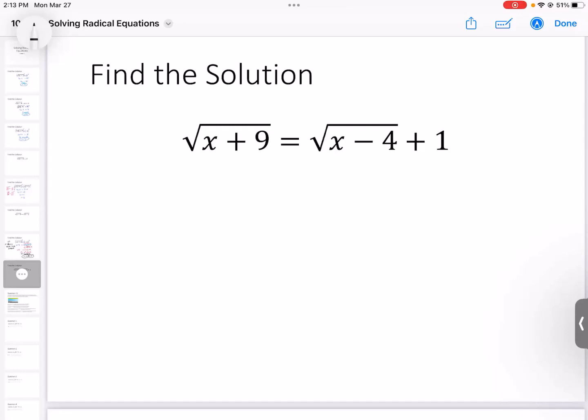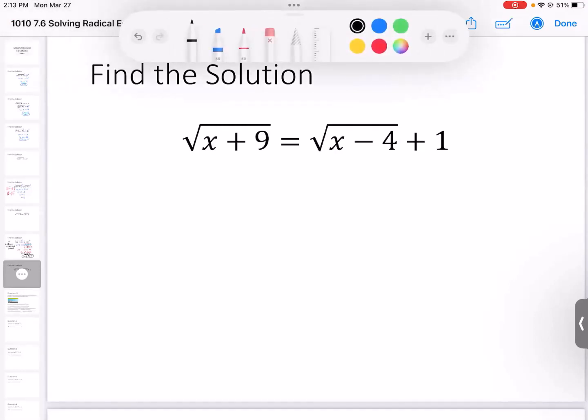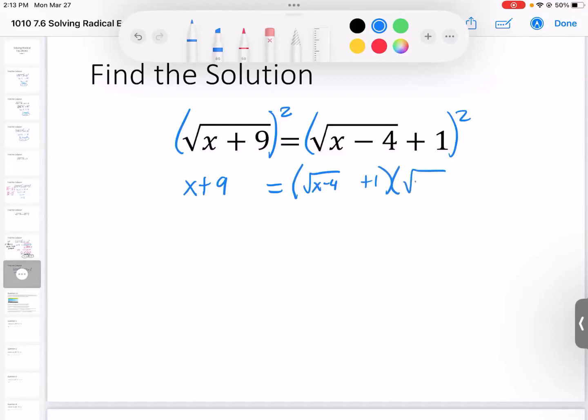And so basically you just start by canceling out or squaring one of the square roots to get rid of it. So I'm going to square both sides. And when I square the left-hand side, it makes it simpler because I get x plus 9. And then on the right-hand side, it gets significantly more complicated because I have the square root of x minus 4 plus 1 times the square root of x minus 4 plus 1.